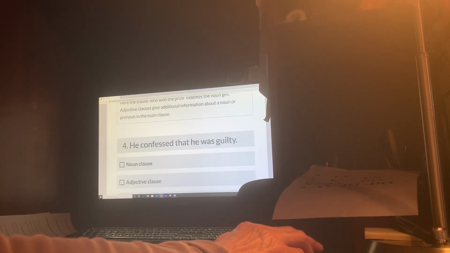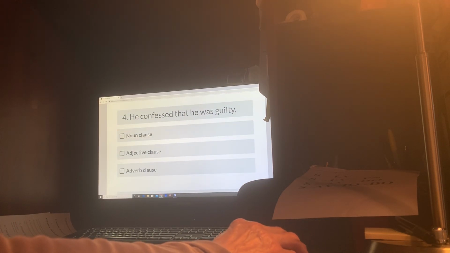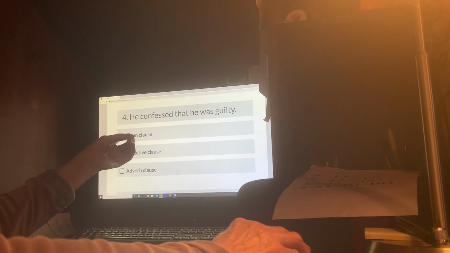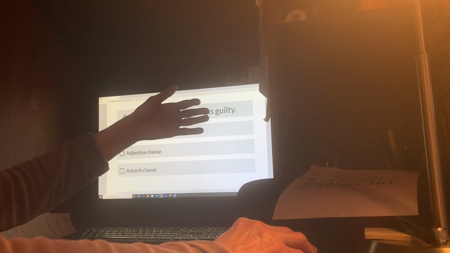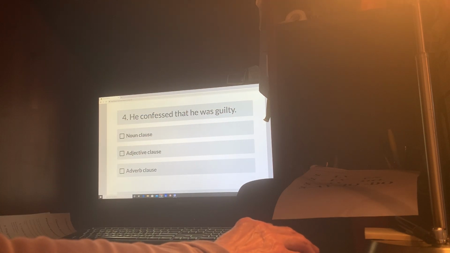And there it is. He confessed that he was guilty. He confessed what? AV, DO. If it's a DO, we know it's a noun clause. He confessed what? That he was guilty.